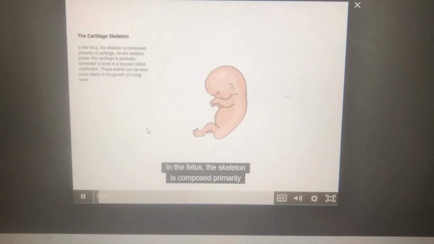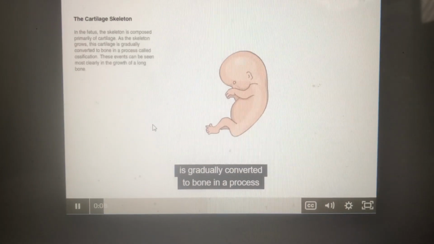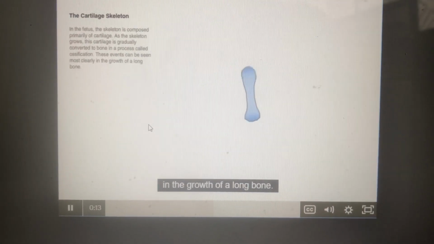Skeleton is composed primarily of cartilage. As the skeleton grows, this cartilage is gradually converted to bone in a process called ossification. These events can be seen most clearly in the growth of a long bone.